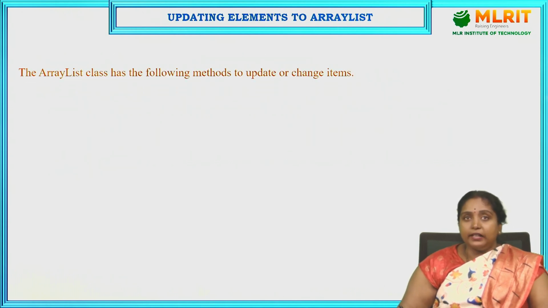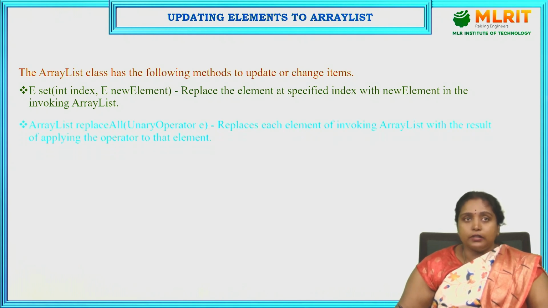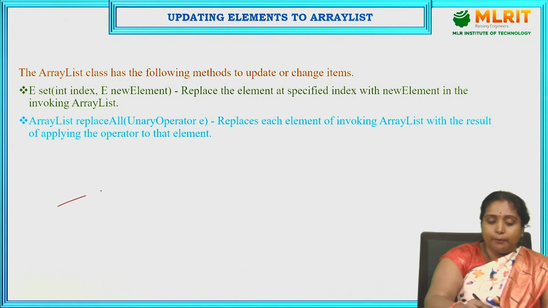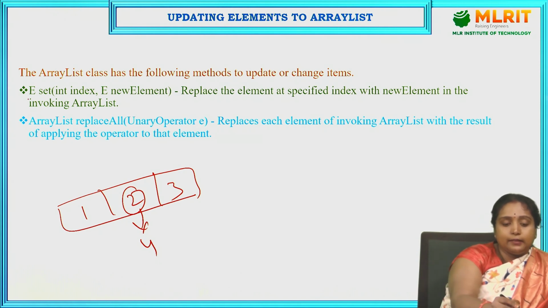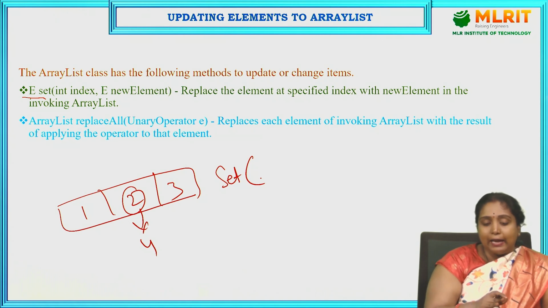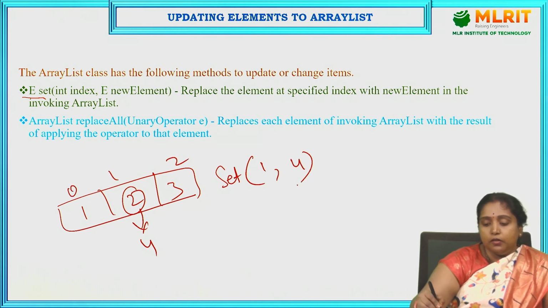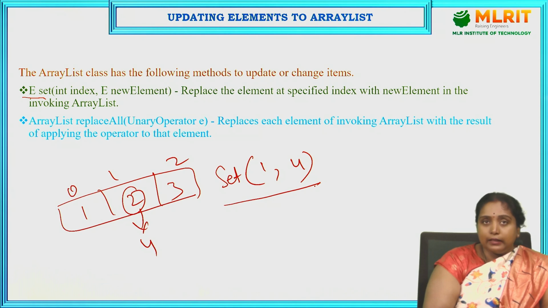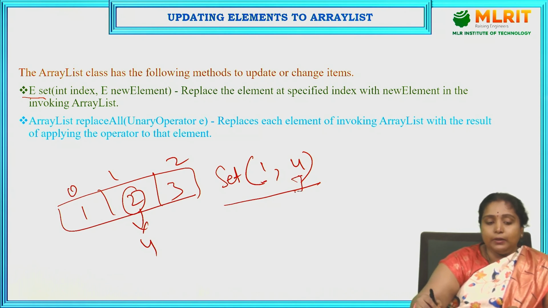And coming to updating elements in an array list. If I want to change any element, for example, if I'm having 1, 2 and 3, and I just want to change the 2 to 4, I can use set. Set is a method which is used to replace that particular value with the new element. So set of index value 1, 4. Using this method, I can replace the element at the specified index value with a new element in the invoking array list.